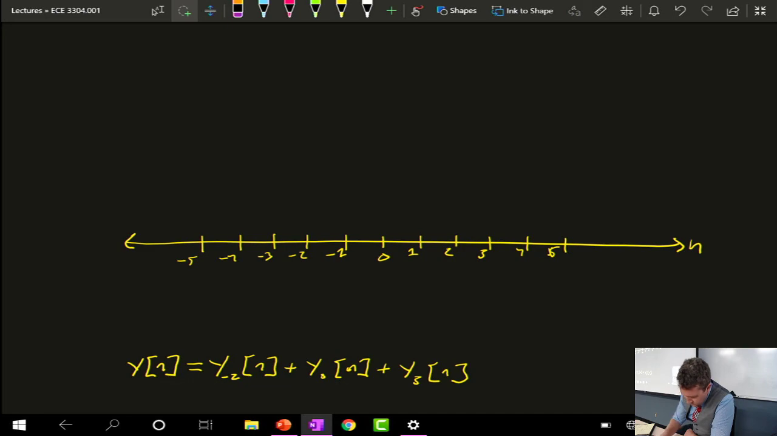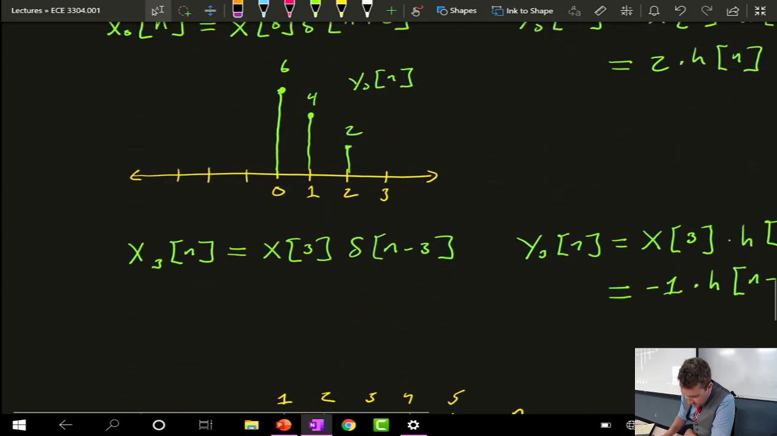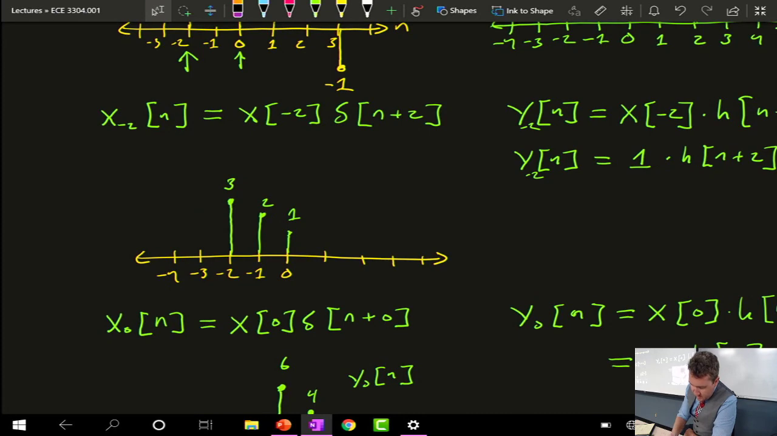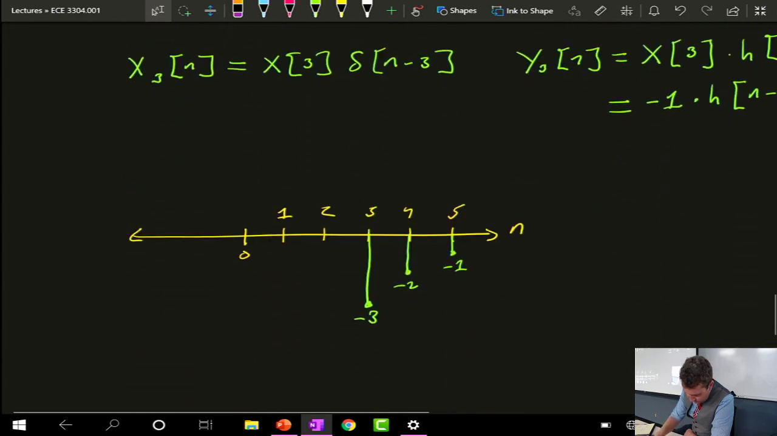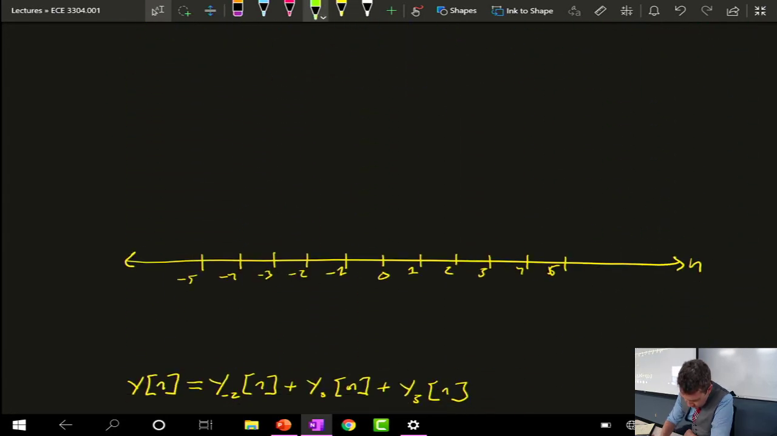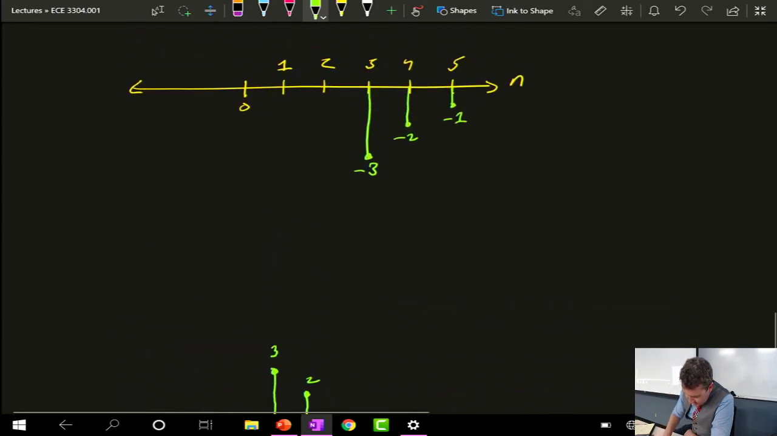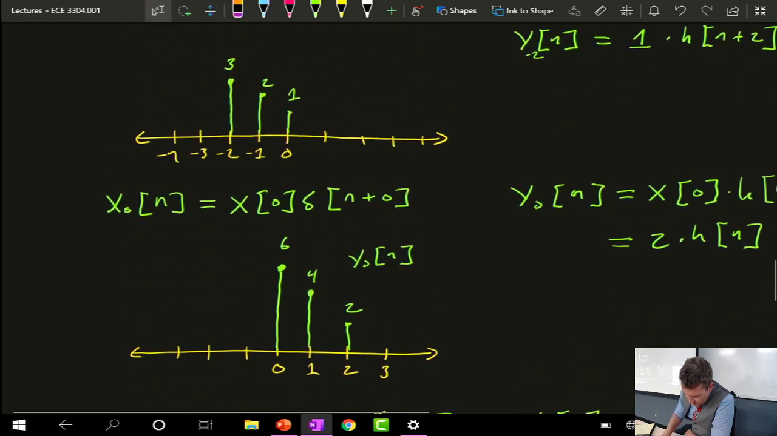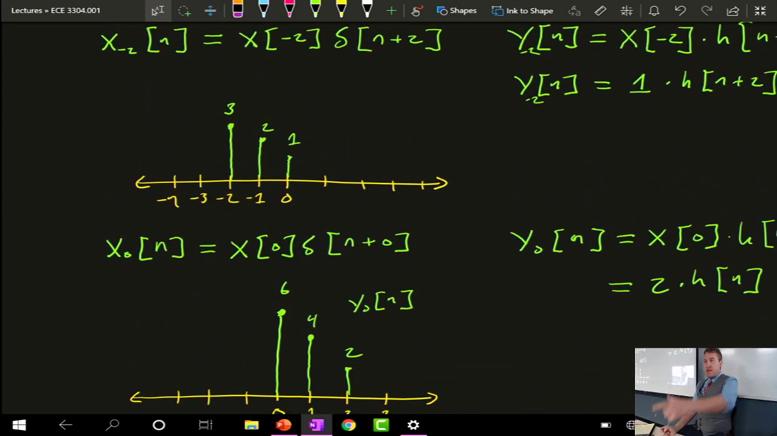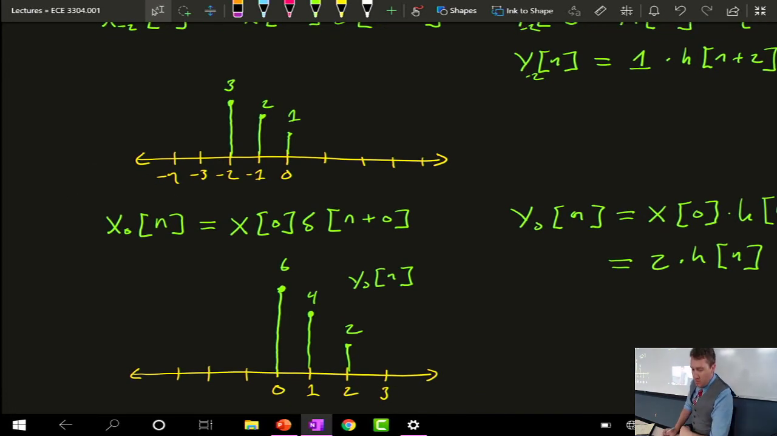Okay. So we go and add them. And the leftmost thing we had was at -2. So at -2 we had 3, and then at -1 we had 2. So those are largely unchanged. So we had 3, we had 2, and then at 0 we had some overlap, right? x of -2 had a 1 at 0, and x of 0 had a 6 at 0. So what does our final result have at 0? 7.